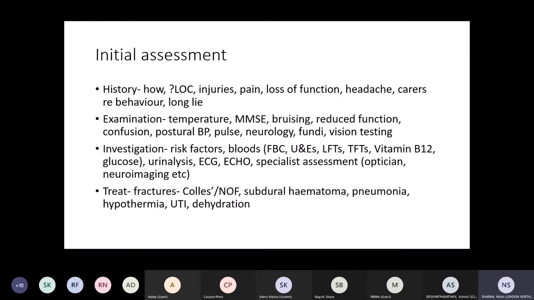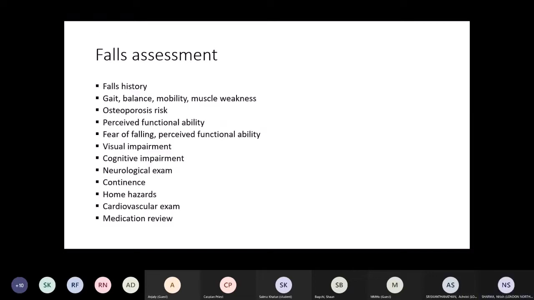So even when an elderly patient comes with a fall, rather than going to find out the reason for the fall, you need to tackle the emergency, which is fracture NOF, subdural hematoma, pneumonia, hypothermia, UTI, dehydration. These are all the reasons that could immediately lead to mortality. So you need to focus more on these rather than finding out the reason for the fall initially.